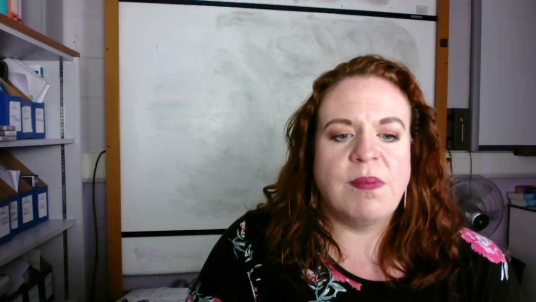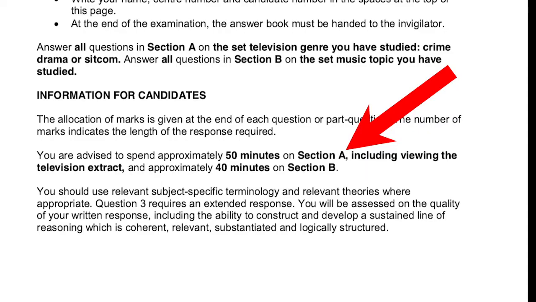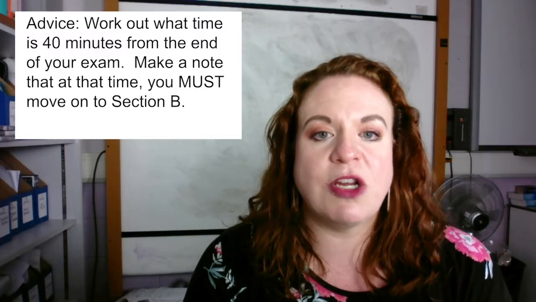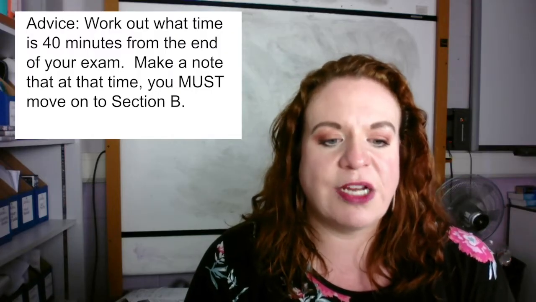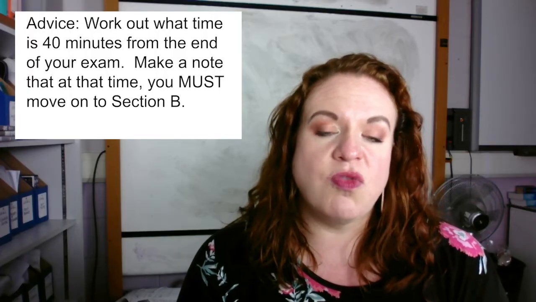There is also some very useful information about timings on the front cover. 50 minutes on section A, and that includes the viewing time for the TV clip, and then 40 minutes on section B. Please check the times and make sure you're swapping over to section B when you've got 40 minutes left roughly, because otherwise you could run out of time.